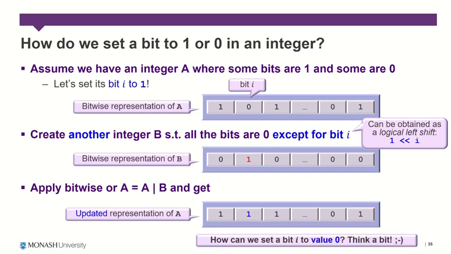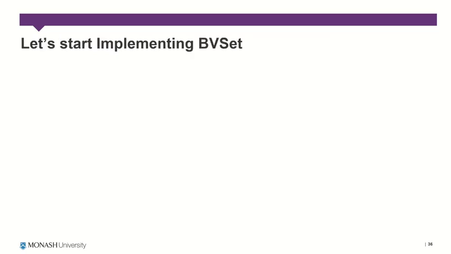So let's have a think about how we can set the ith bit to 0. Now, we're not going to give you perhaps a solution for this, but maybe consider how you could use a bit mask and then apply maybe an AND operation to try and set that particular bit to 0. So let's actually look at the implementation now.